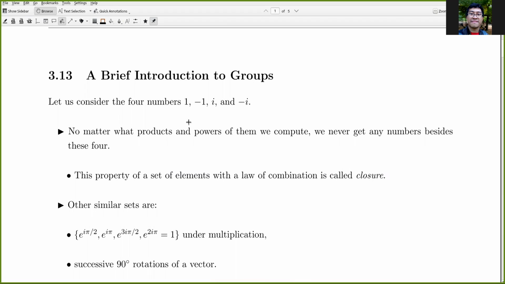No matter what products and powers of them, so let's say 1 times -1, the answer is -1. So we find here -1, or 1 times i, or -1 times i, the answer is -i. Or let's say (-1) squared, or (-1) to the power of 3, or i squared, i to the power of 3, (-i) squared, (-i) to the power of 3, and so on. We never get any number besides these four.